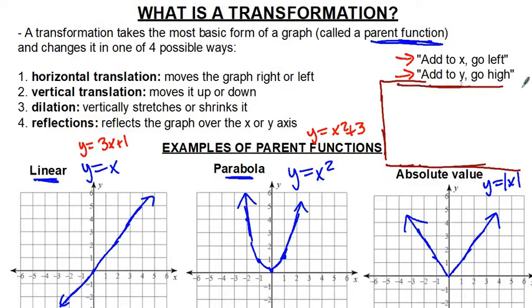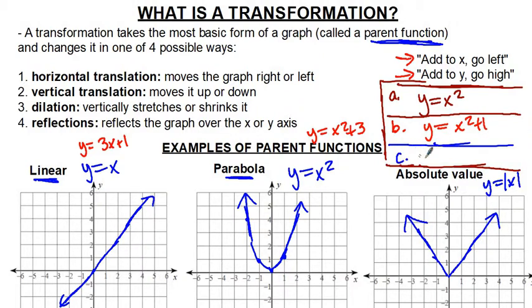Let's stick with a parabola, because that's the U-shaped graph that we'll talk about. So there's the parent function, y equals x squared. And I'll give you two examples of transformations here. So let's do this one, x squared plus 1. And then underneath that, let's do this one. Okay, x plus 1 squared. So they look very similar. They both have a plus 1.